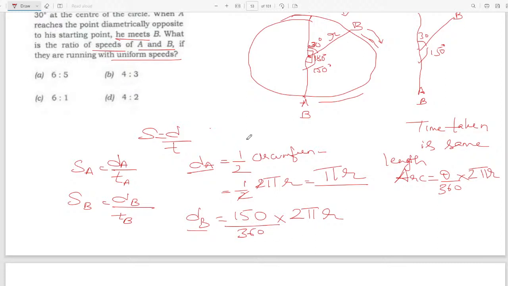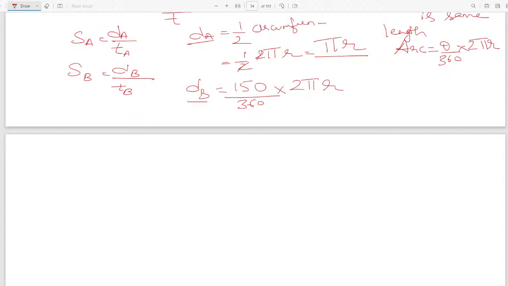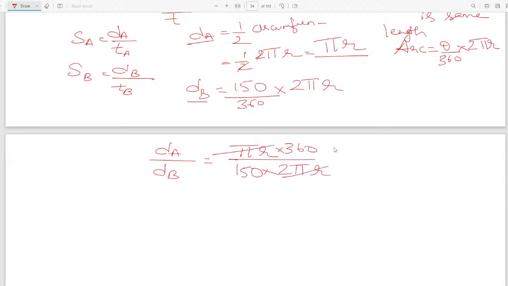So we have to divide these two: distance traveled by A divided by distance traveled by B. This is what is asked. This is equal to pi R divided by 150 by 360. The 360 will go in the numerator, so pi R over 150 into 2 pi R. Pi R and pi R get cancelled.